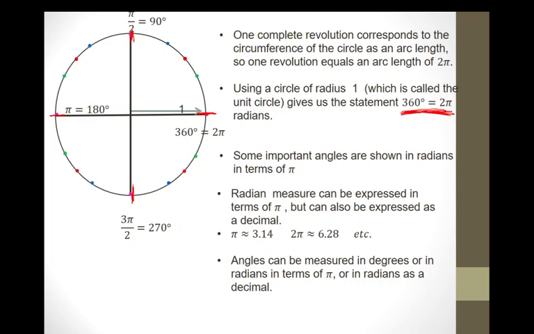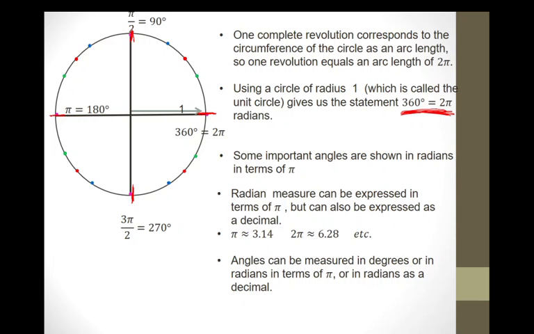So these numbers are going to be important. These are what we call the quadrantal angles, the quadrants 1, 2, 3, 4. These are the most important angles on the unit circle, or on any circle.